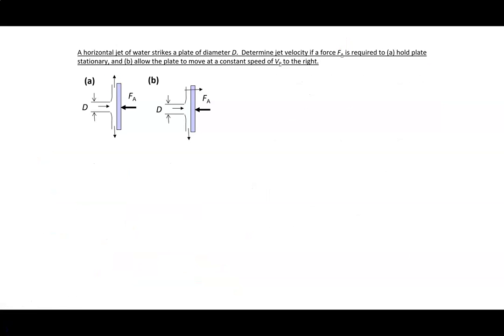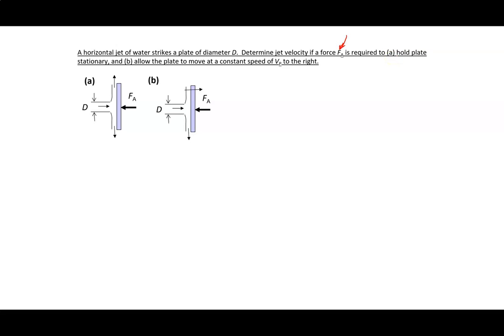Here's an example problem in which we will apply two different control volumes. Right. So in the first part of the problem, we got a horizontal jet of water that strikes a plate of diameter d, and we want to determine the jet velocity if the force F sub A that is required to hold the plate is given to us.